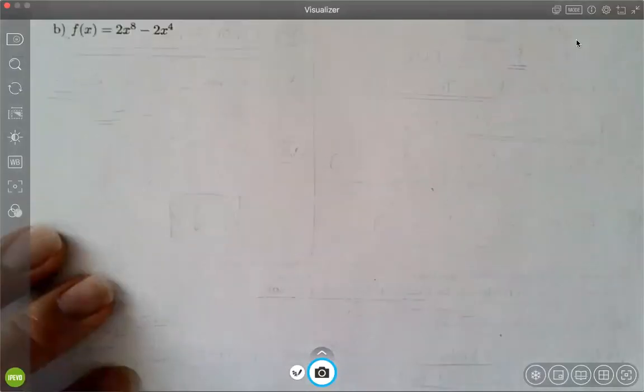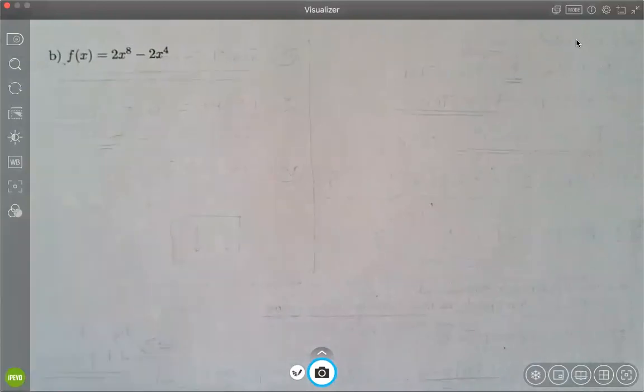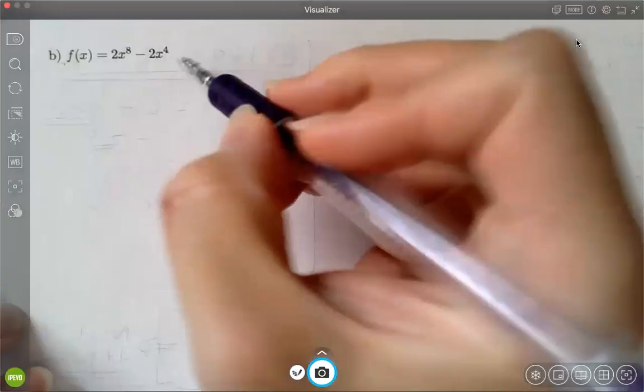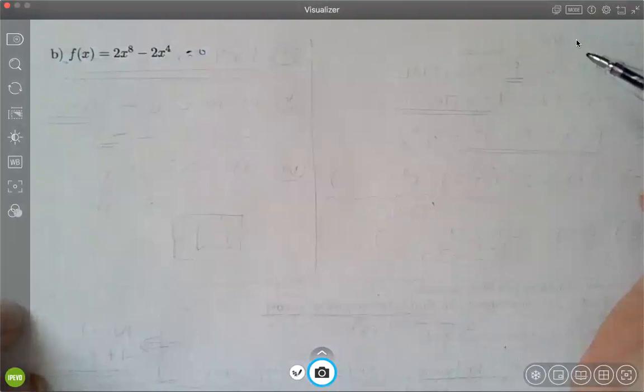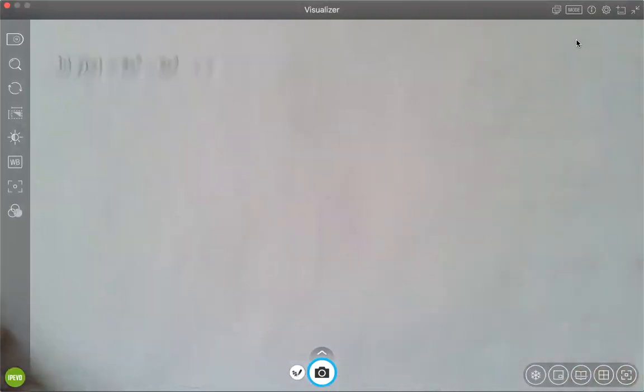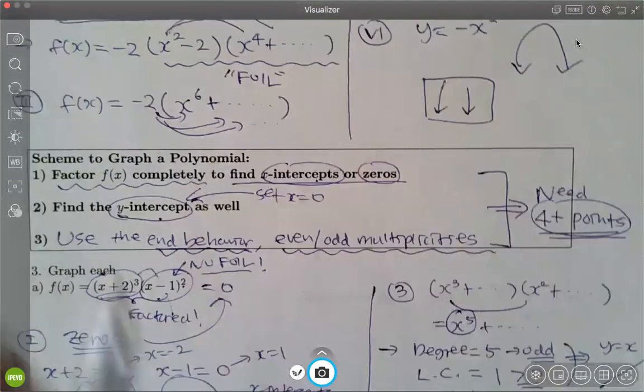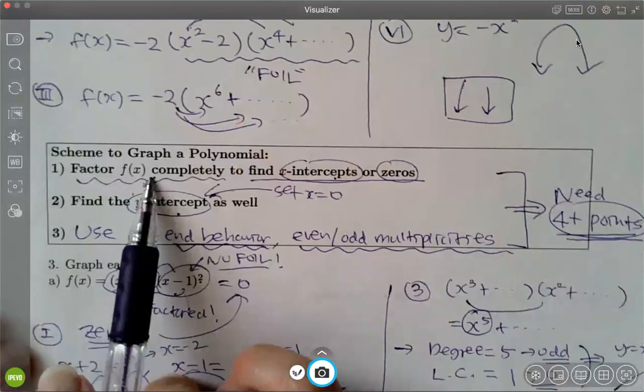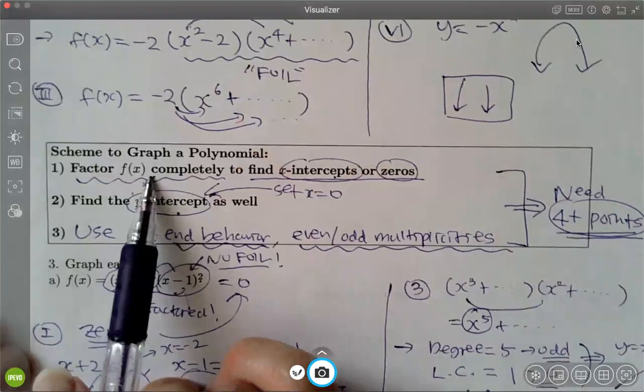Okay, so 2x to the power 8 minus 2x to the fourth. Okay, so now here, what is the issue? Here we have to find the zeros, but can we set f of x equals 0 right away? And the answer is no. And what is the problem? Your f of x is not factored. So you have to factor it first to find the x-intercepts or zeros.